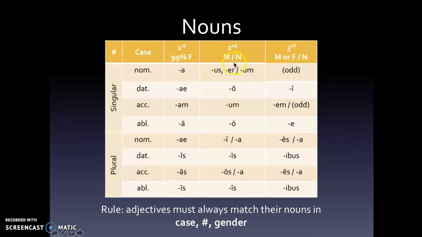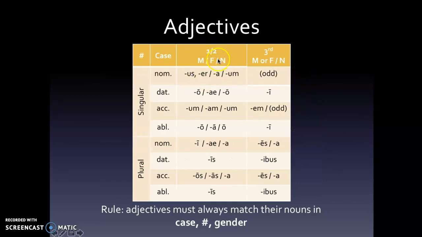Second declension is masculine or neuter. Anything on the left side of the backslash is going to be masculine, such as us, er. Anything on the right side of the backslash is going to be neuter. Whenever there's no backslash, it just means that they're the same. For the third declension, we have masculine or feminine on the left, neuter on the right. Again, if there's no backslash, it just means that they're the same.